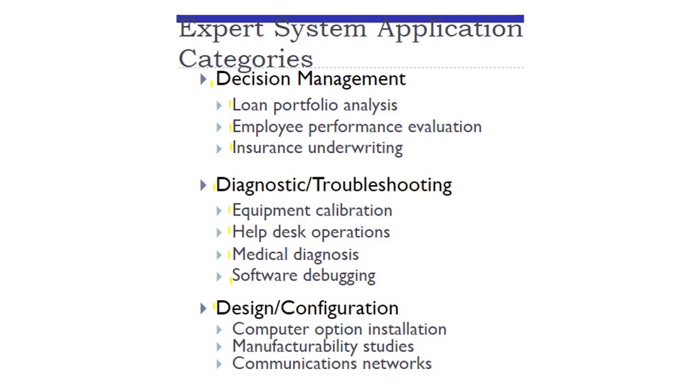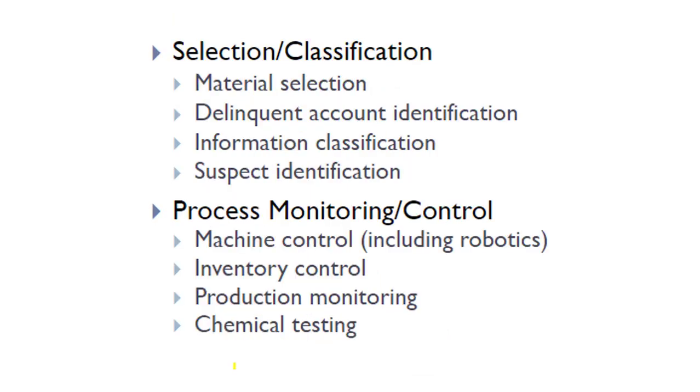Next, we have design and configuration, and here are the examples: computer option installation, manufacturability studies, communications networks. Under selection or classification, we have examples such as material selection, and delinquent account identification for banks and other financial institutions. We have information classification, such as suspect identification used by different defense and military organizations. We have process monitoring and control, where machine control is an example. We have inventory control, production monitoring, and chemical testing.